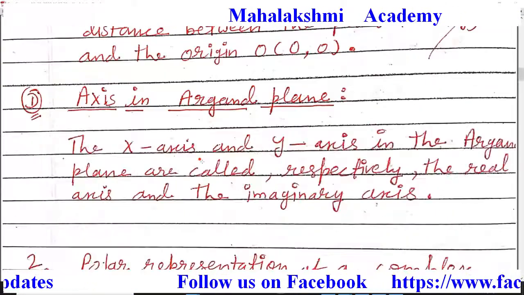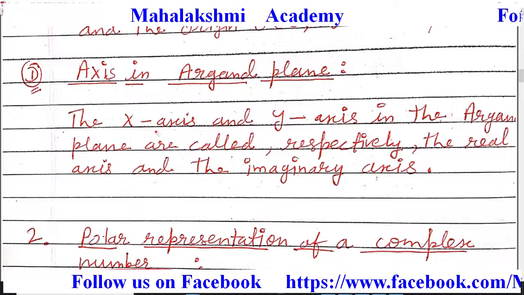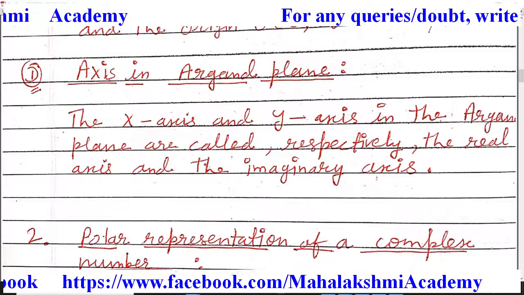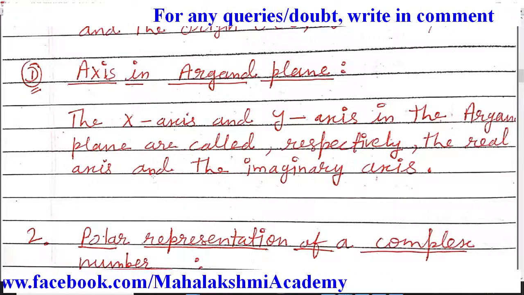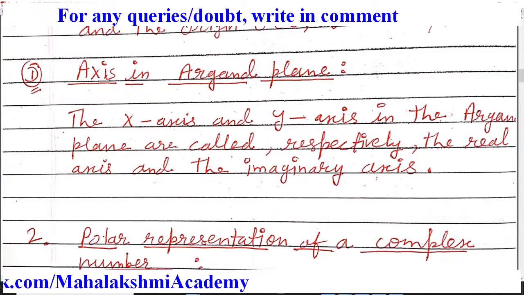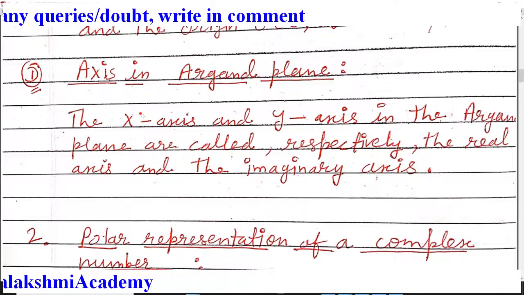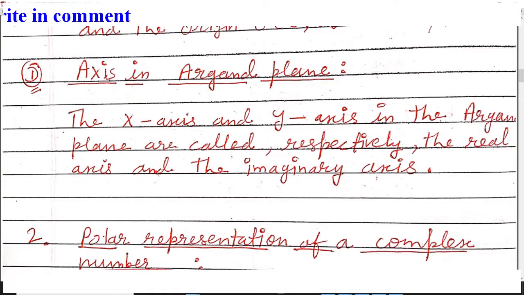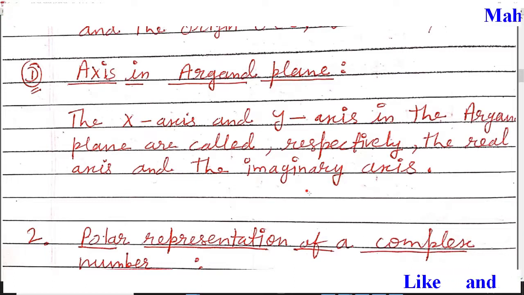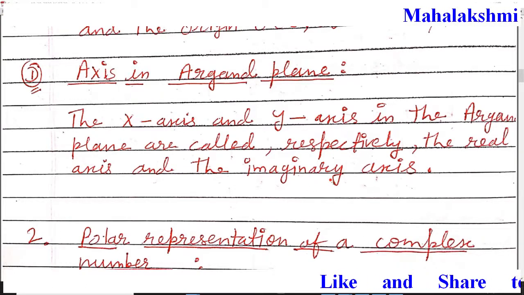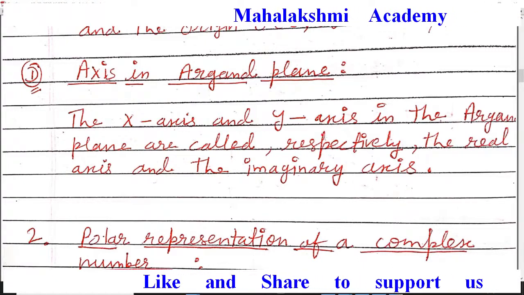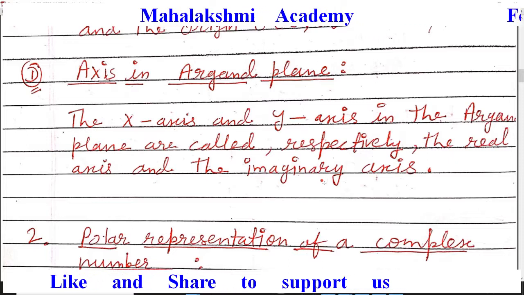So in this topic you can understand that the x-axis and y-axis in the Argand plane are called respectively the real axis and the imaginary axis. Since the x coordinate is used to represent the real part, it is named the real axis, and the y-axis is used to represent the imaginary part, so it is named the imaginary axis. So in the Argand plane, instead of x-axis we use the word real axis, and instead of y-axis we use the word imaginary axis.